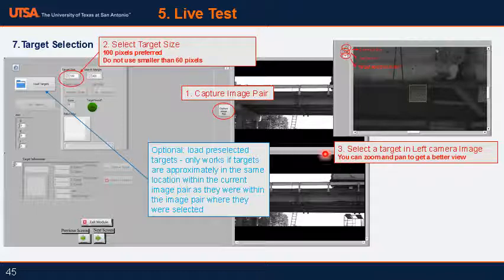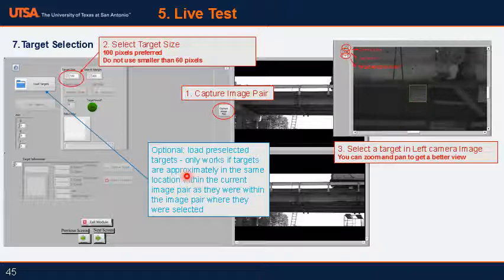Next, you go to this screen here, which is a blow up of the left camera screen. You can use the tabs on the side of this image: the zoom button, the pan button, and the target selection button. You can zoom in and pan until you get to where you want. Then you click the target selection button, which gives you a square. You move it around and click in the location you want, which is shown over here.